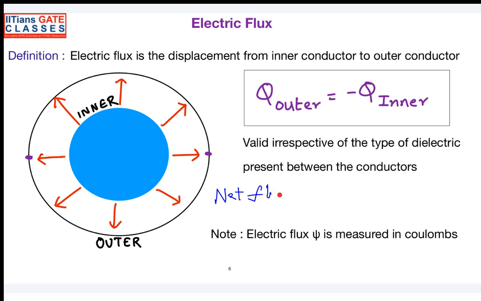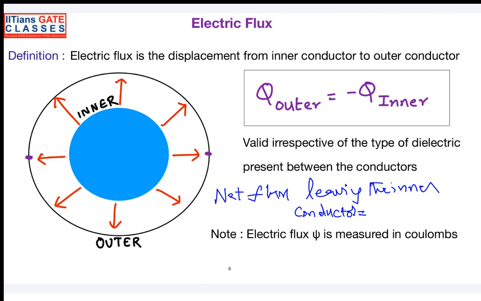Can you tell me what is the value of net flux leaving the inner conductor? The charge of the inner conductor. Is it plus Q inner or minus Q inner? Plus Q, exactly. Outwards. I already said it's leaving, right? You need not consider the minus sign here.